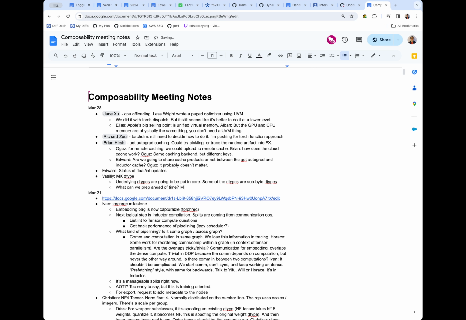But NF4 is part of a big explosion of everyone and their dog wanting to come up with quantized dtypes, and they're really just used for storage. The actual compute involves uncompressing them and then doing regular kernels on them. And so the big question is, what do we do about all of these dtypes? And there are a few problems that we have.